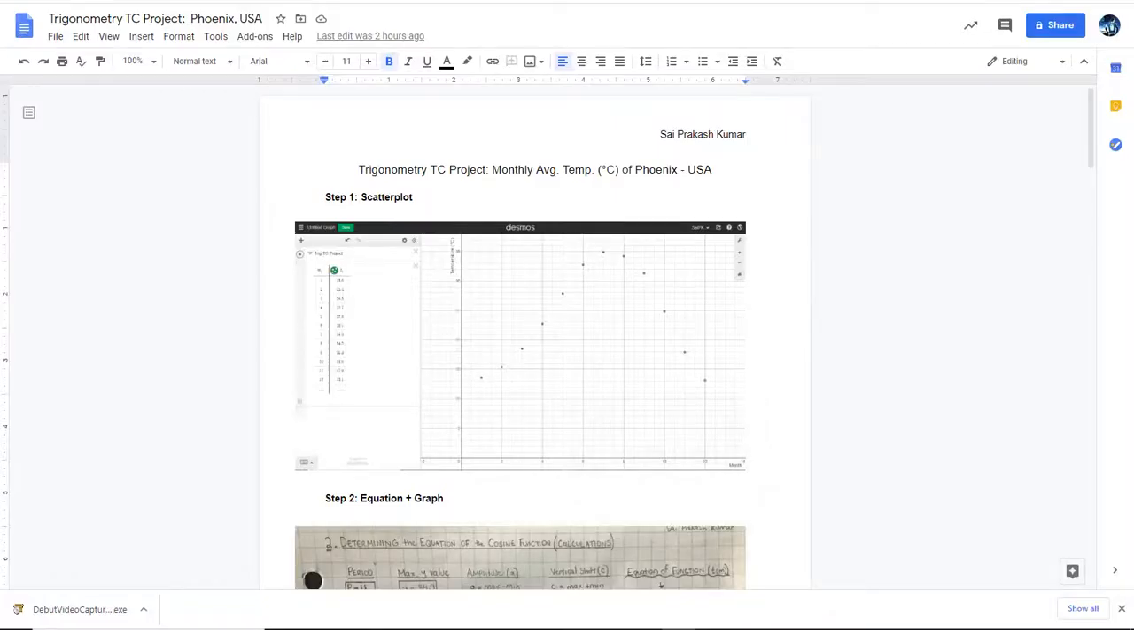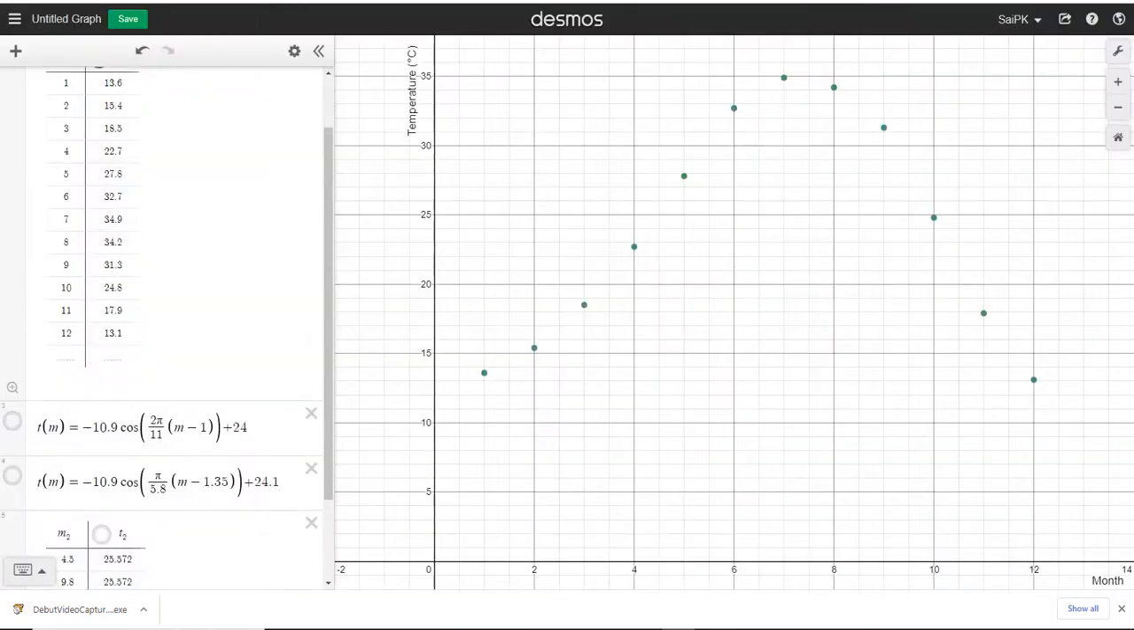Hi, Mr. Beeb, sir. This is my trigonometry thinking project on the monthly average temperature of Phoenix, USA in degrees Celsius. So the first step was I had to make a scatter plot by plotting the data points for each month. I set the scale on the x-axis using the numbers from 1 to 12, as each numerical value represents the month of the year in order from January to December, with m equals 1 representing January, and m equals 12 representing December.